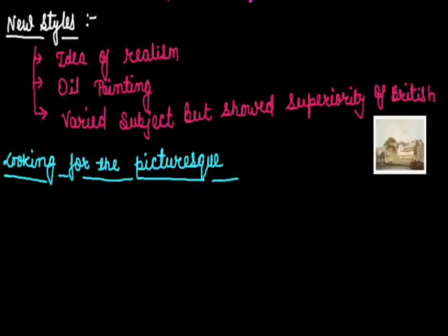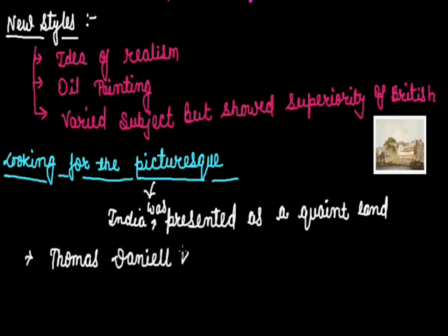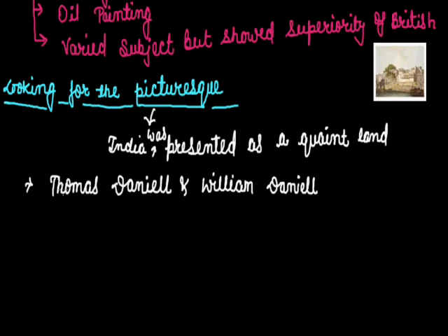Picturesque. In this technique, India was presented as a quaint land. And the major contribution was by Thomas Daniel and William Daniel. Under this art, the land which was untamed was presented by these artists.